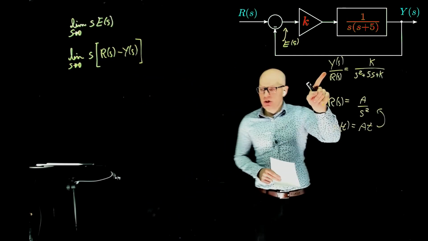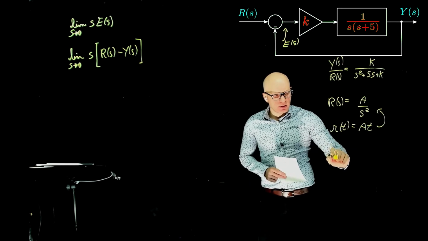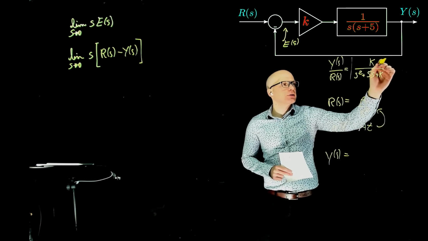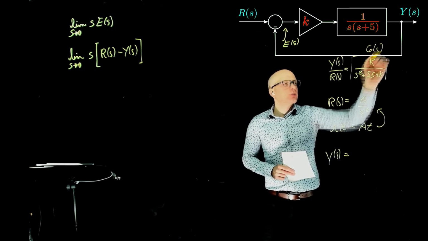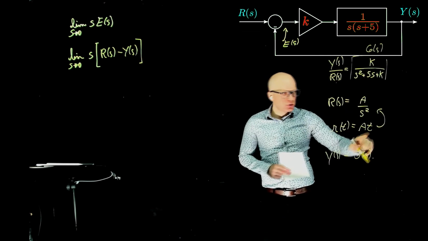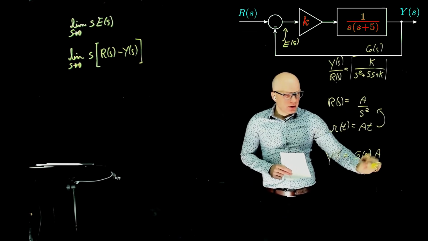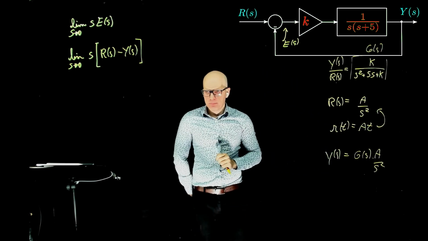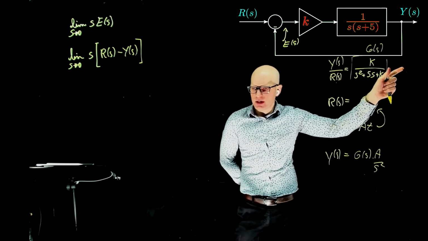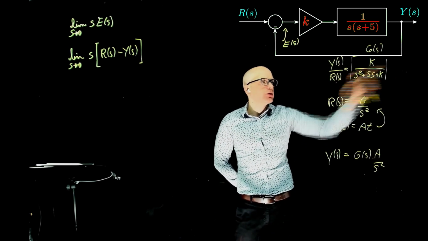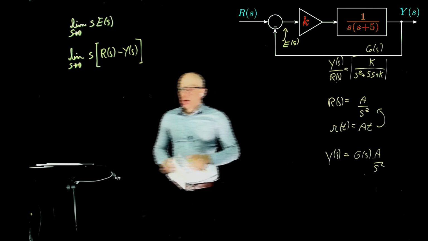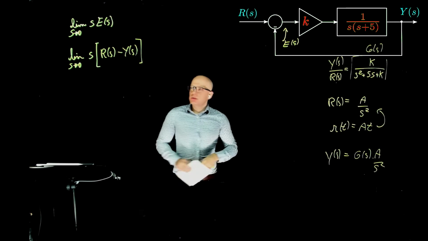What is y of s? Y of s you can take from here. Y of s equals this entire transfer function, let me call this g of s, times r of s, which is a over s squared. Now just multiplying r of s on this side, moving that to that side, we have the transfer function times the input, that's the output. The classic transfer function. We have everything here. We can now continue the development.